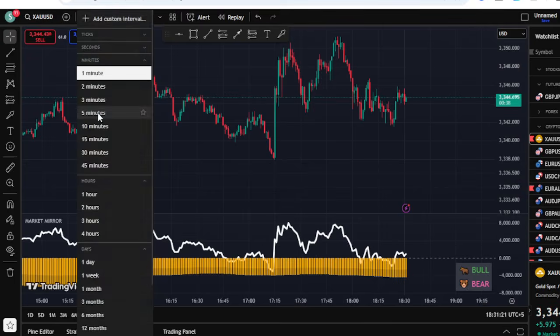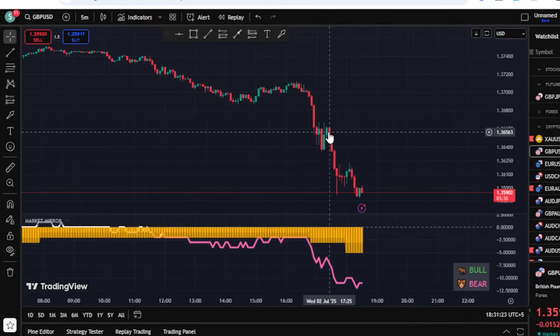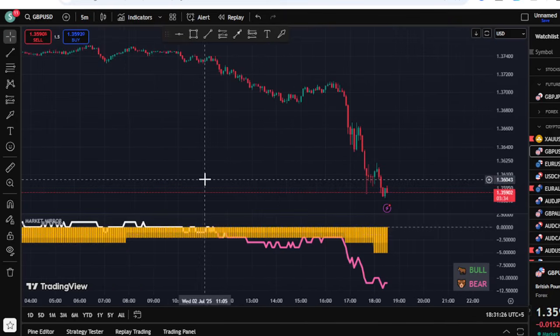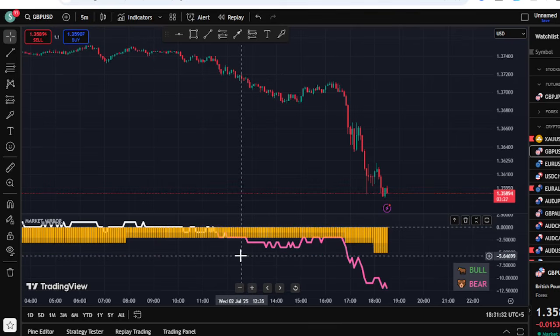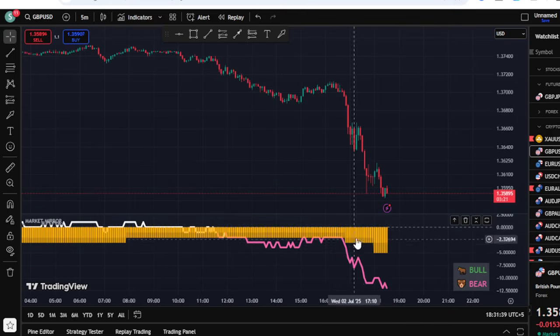I will prove this with some examples. For example, look at this one. The price was at the zero level, and then you can see what happened. The price made a close below the moving average and below the zero level, and then continued to be bearish. I can show you more examples.